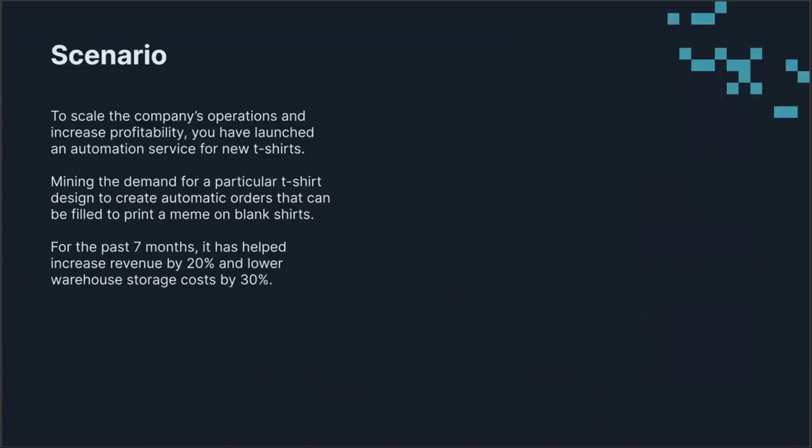Imagine you're a data scientist working at Meme Shirts. To scale the company's operations and increase profitability dramatically, you helped launch an automation service for making new t-shirts. Your service is responsible for mining the demand for a particular t-shirt design to create automatic orders that can be filled to print a meme in the form of text or image on blank t-shirts. The service has helped the company ride the meme viral trends by making the appropriate numbers of meme t-shirts at the right time. For the past 7 months, it has helped increase revenue by 20% while lowering warehouse storage costs by 30%. It's a big deal.